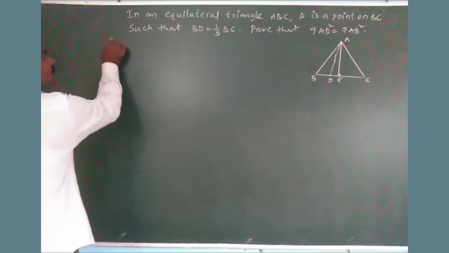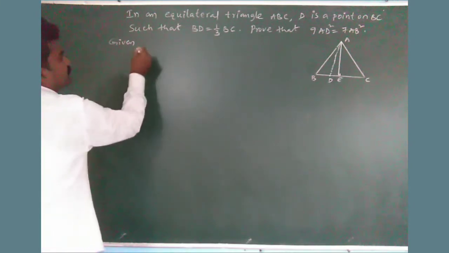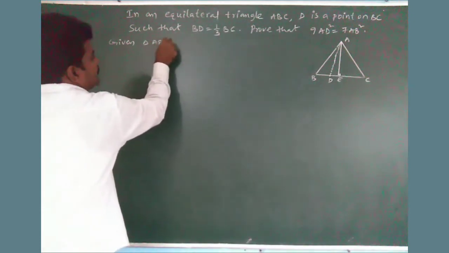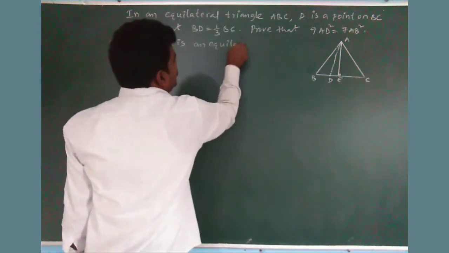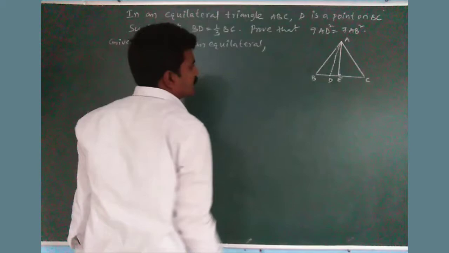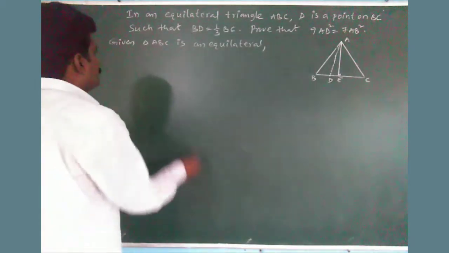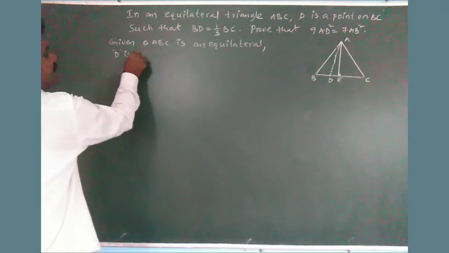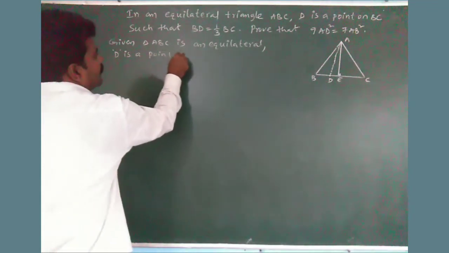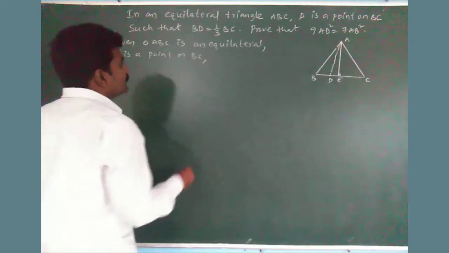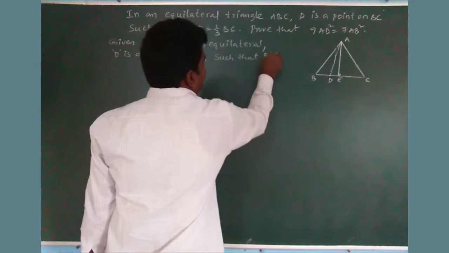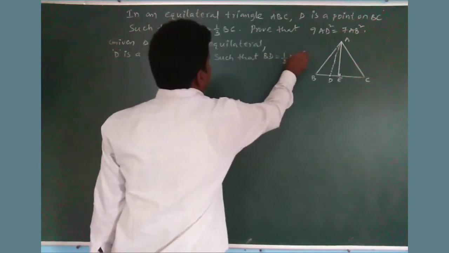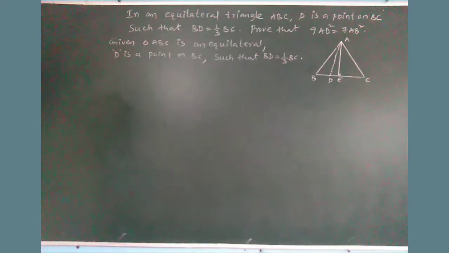So see, first of all, what is given? Given: triangle ABC is an equilateral triangle. Moreover, D is a point on BC such that BD is equal to 1/3 of BC.